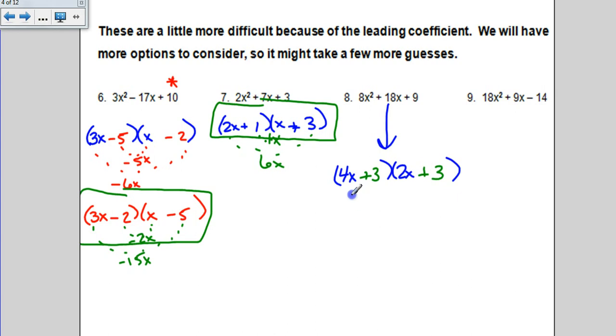So when I check outer plus inner, I get a 12x right here, and then I get a 6x right there, and when I add those together, I get an 18x in the middle, which is what I wanted, so we chose well. That is the correct answer.